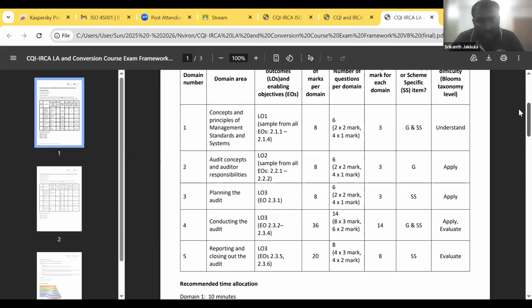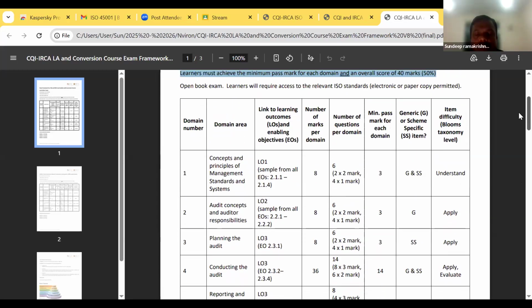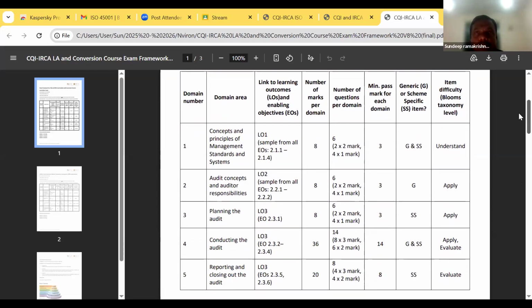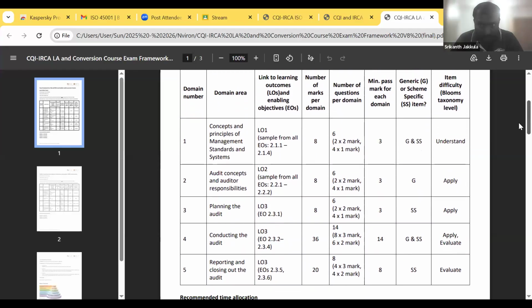Sir, are these questions multiple choice questions, or do we need to write anything? Yes, there is no keyboard usage at all. Only mouse clicks. No keyboard entry is required for the examination. Clear? Yes, sir.